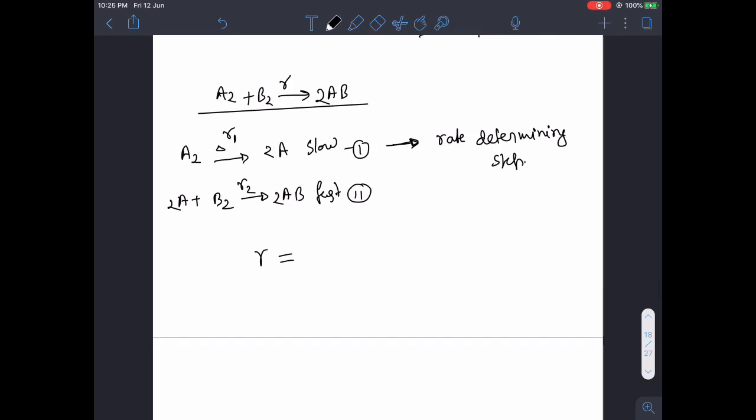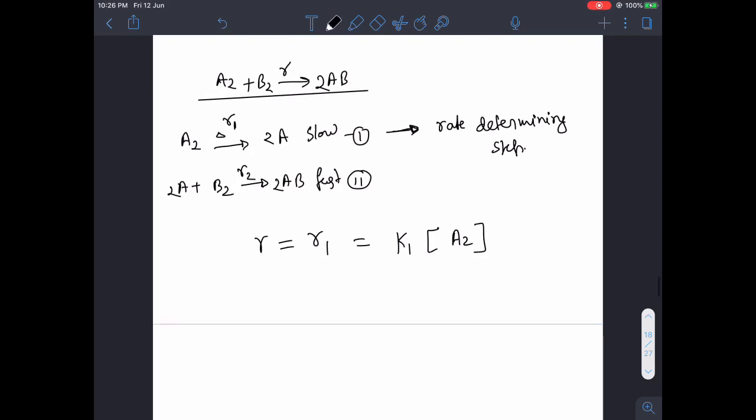Now, R is equal to R1, because that is the slowest step. Because it is going in such a way that only one molecule is involved, I can write K1, the rate constant for the first reaction, multiplied by the active mass of A. So now, can I say that directly, this time R is coming out to be A2? Is A2 an intermediate? The answer is no, A2 is actually a reactant.